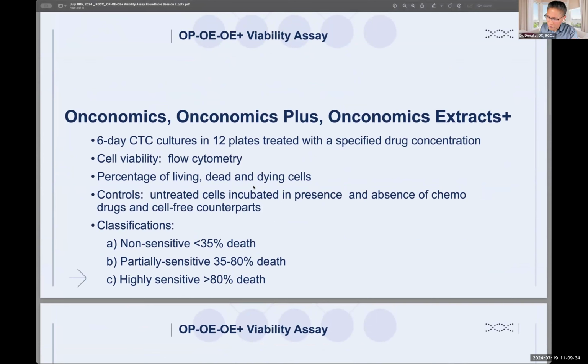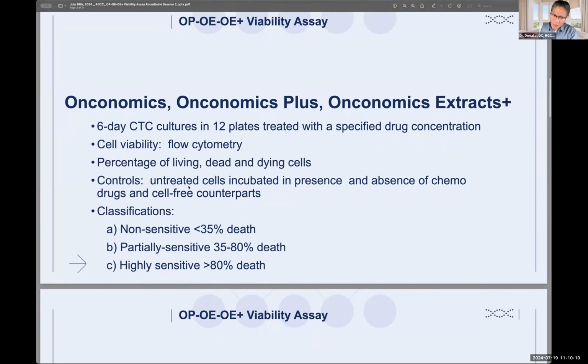So here's the general kind of like what happens in the lab. It's a 6-day efficacy culture in 12 plates treated with a specific drug concentration. And they do the cell viability by flow cytometry, and they determine the percentage of living, dead, and dying CTCs. Okay, the percentages are determined. It's called cell death rate. That's what's reported, percent kill, percent cell death rates.